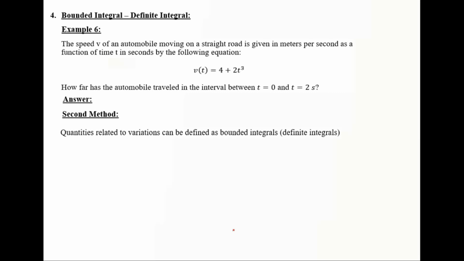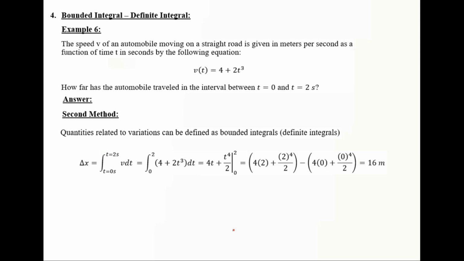Quantities related to variations can be defined as bounded integrals, known as definite integrals. So delta x can be given by the definite integral of v dt between two instants, 0 and 2 seconds. That would be the integral from 0 to 2 of 4 plus 2t cubed. Now integrate the function, and we need to compute it between two different instants, 2 as an upper bound and 0 as a lower bound, and the answer would be simply 16 meters.